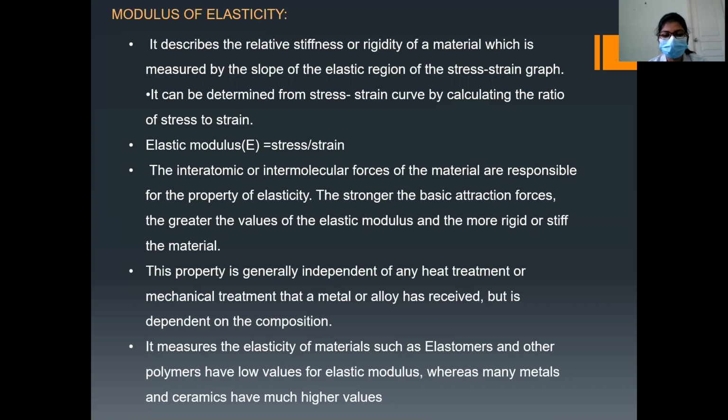The interatomic or intermolecular forces of the material are responsible for the property of elasticity. The stronger the basic attraction forces, the greater the values of the elastic modulus and the more rigid or stiff the material. This property is generally independent of any heat treatment or mechanical treatment that a metal or alloy has received, but is dependent on the composition. It measures the elasticity of materials. Elastomers and other polymers have low values for elastic modulus, whereas many metals and ceramics have much higher values.